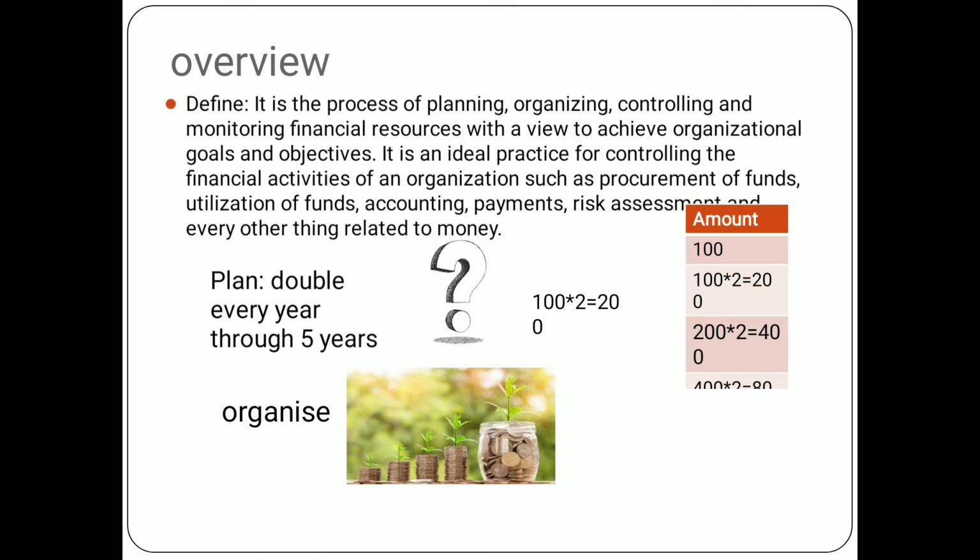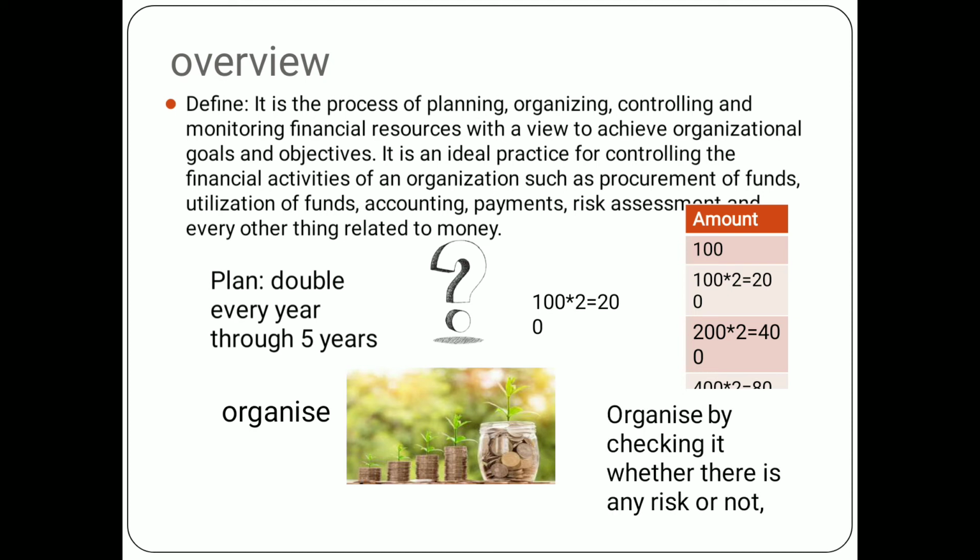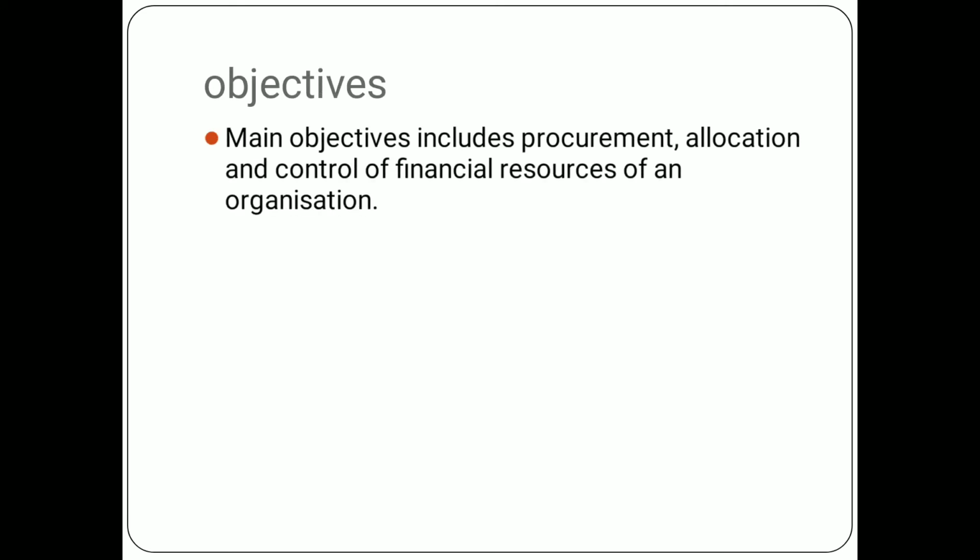So this is the procurement of the finance, assessing, risk assessment, and how it can be utilized in order to gain more and more profits. Lastly, we have the monitoring, the procurement of funds and expansion. All these things come under financial management. Let's move on to the next slide. We have the objectives.